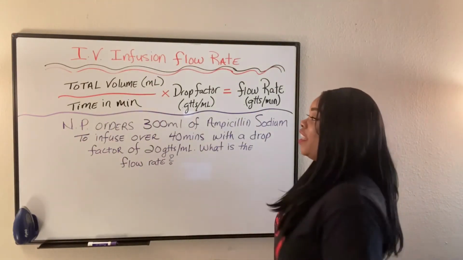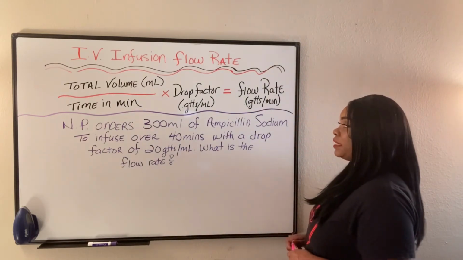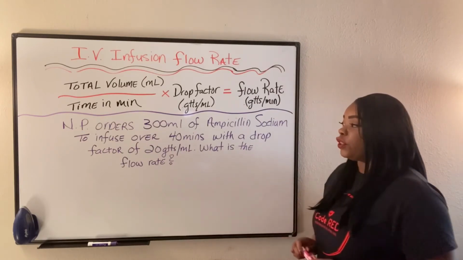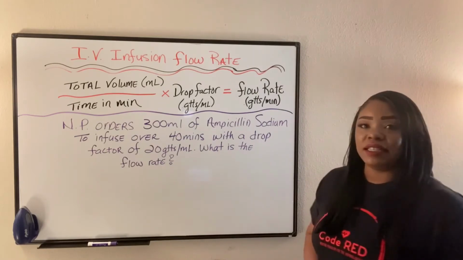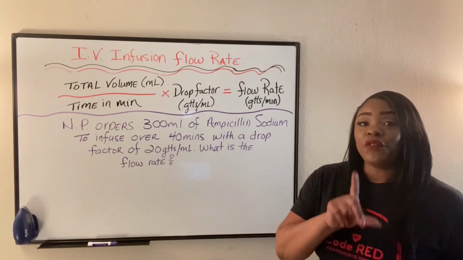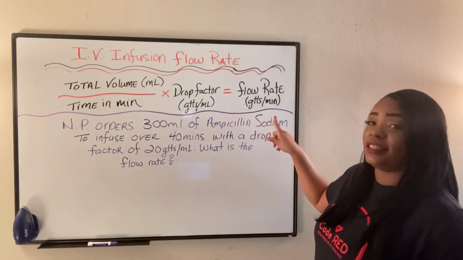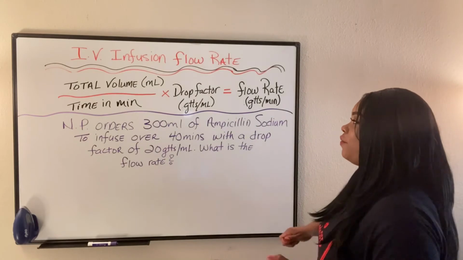First question. The nurse practitioner orders 300 milliliters of ampicillin sodium to infuse over 40 minutes with a drop factor of 20 drops per milliliter. What is the flow rate? So first we have to make sure we have all of the information we need in order to plug into this formula so that we can get our flow rate. So let's check that first.